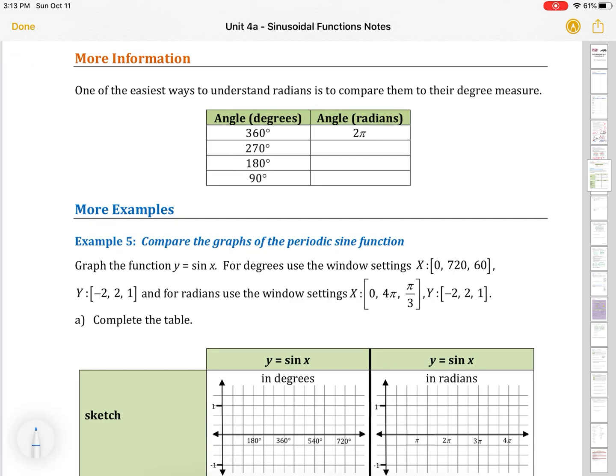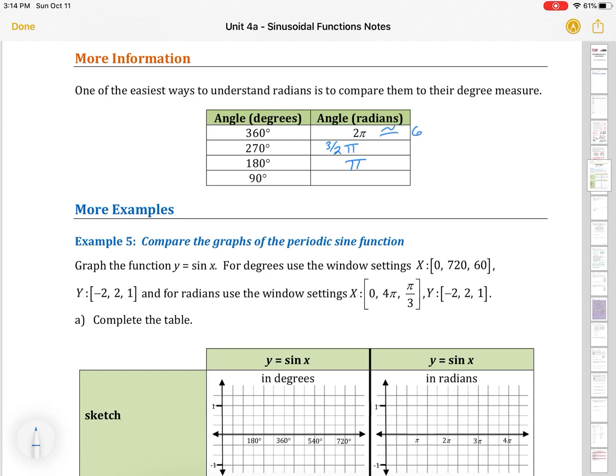Now, one of the easiest ways to understand radians is to compare them to their degree measurements. So, angle degrees, angle radians. 360 equals 2 pi, right? We know that, right? 180, therefore, would equal pi, because it's half. 270 is halfway in between, so we can write that as 3 over 2 pi, right?